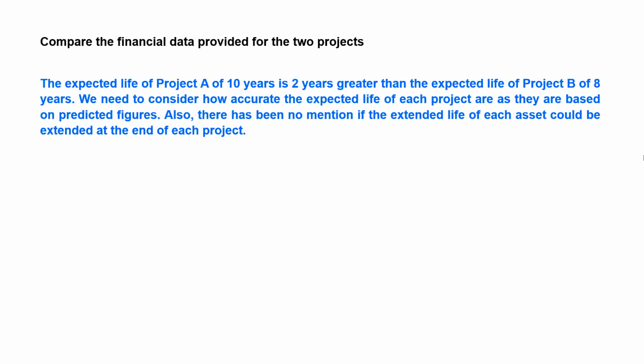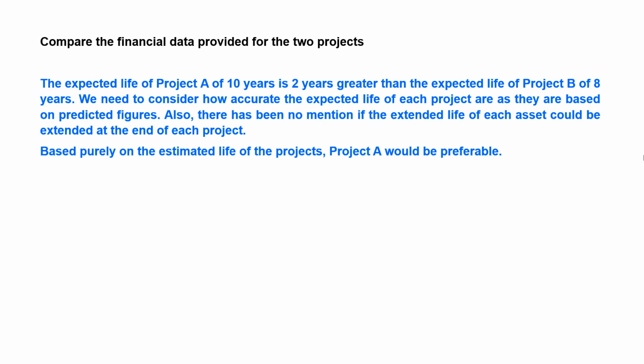Now the expected life of the projects. The expected life of Project A of 10 years is 2 years greater than the expected life of Project B of 8 years. Now we need to consider how accurate the expected life of each project is, as they are based on predicted figures. Also, there has been no mention of whether the life of each asset could be extended at the end of each project. So based purely on the estimated life of the projects in the question, Project A would be preferable.